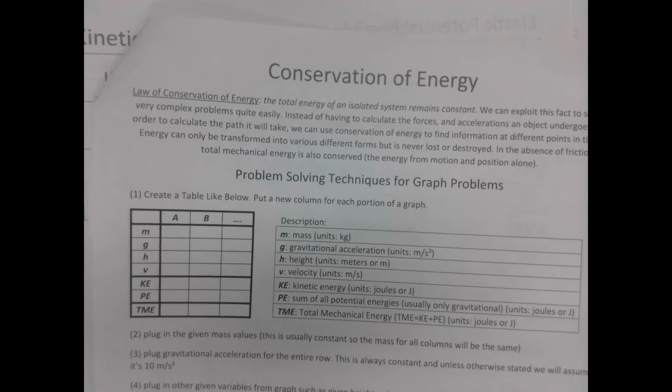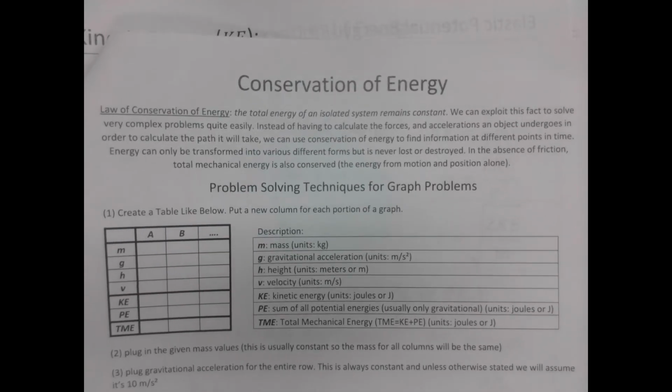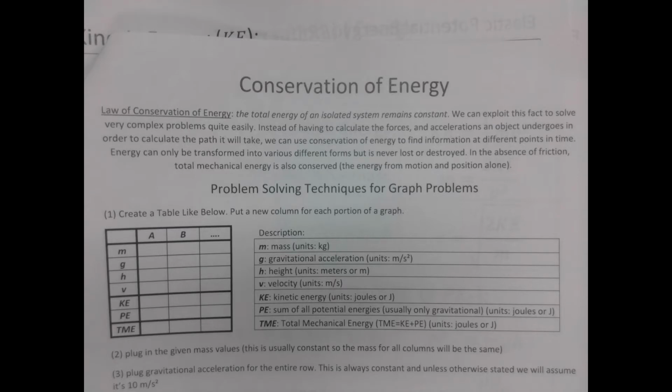So the law of conservation of energy states the total energy of an isolated system remains constant. The total energy doesn't change, it can only be transferred. We can exploit this fact to solve very, very complicated problems very easily. Usually, if you didn't have conservation of energy, you would have to figure out the accelerations, the velocities, and figure out how an object is going to move. Conservation of energy, we don't care about what happens to the particle. We just need to know the energies at various points in time.